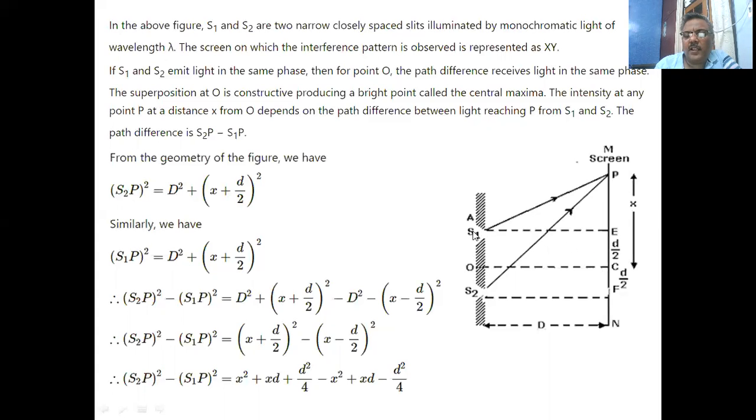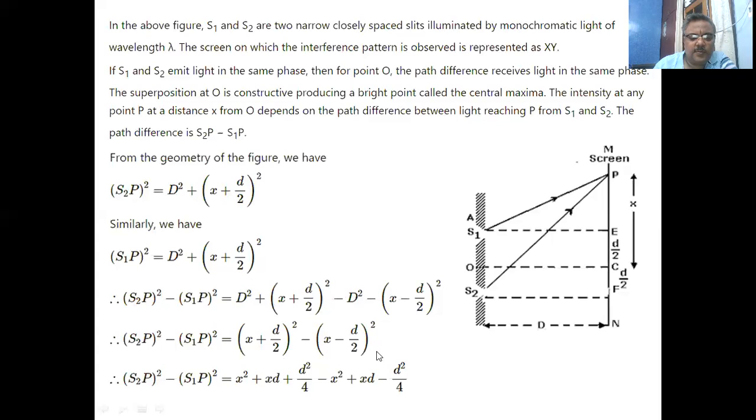Similarly, for this triangle, S1P square is equal to D square. There is an error, I just noticed it. Otherwise, I would have rectified it. This should be x minus d by 2 whole square. This distance is x minus d by 2. It's wrongly written here. It's x minus d by 2. We subtract these two equations and we get this.